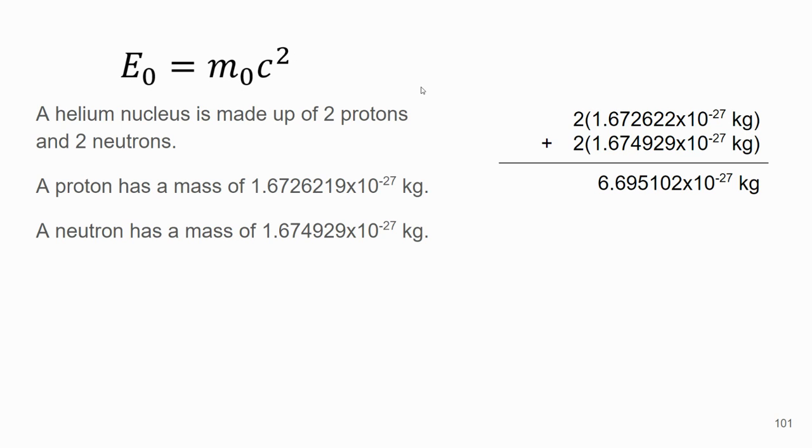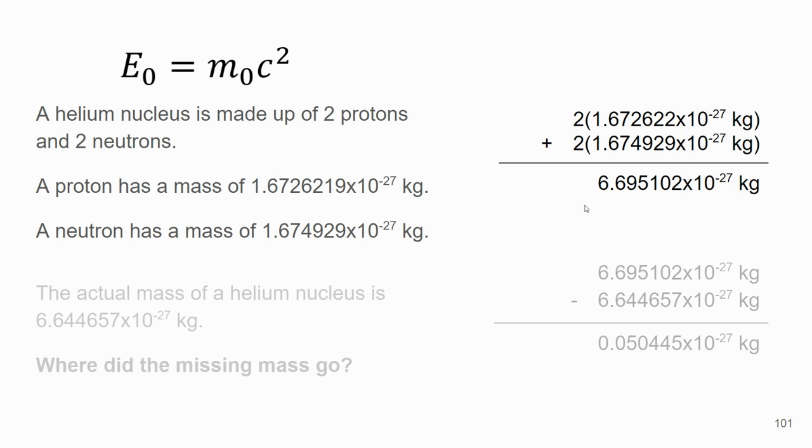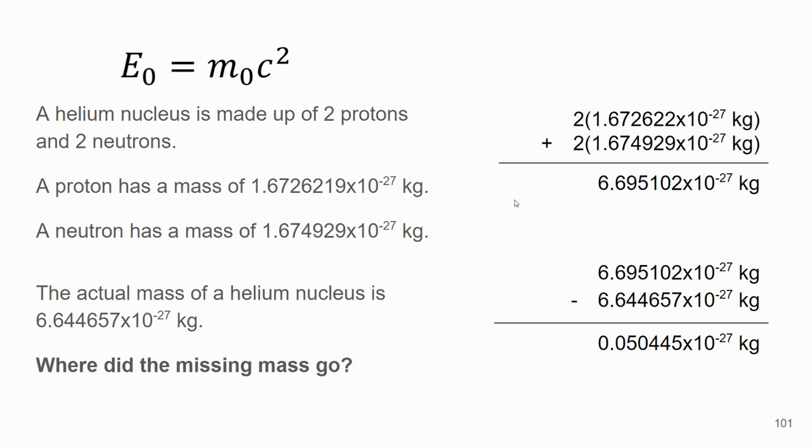So we know the mass of a proton very well, and we know the mass of a neutron very well. If a helium-4 is 2 protons and 2 neutrons, that means if you do twice the mass of a proton plus twice the mass of a neutron, you get this mass. This is what we would naively expect a helium nucleus to have the mass of. I wanted to say weigh, but mass and weight aren't the same thing. You know that from Physics 1.